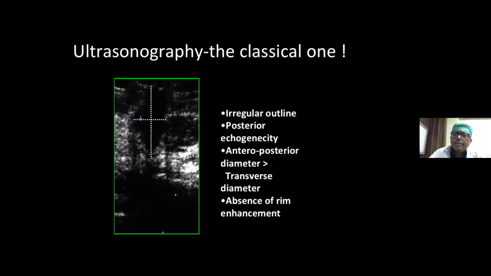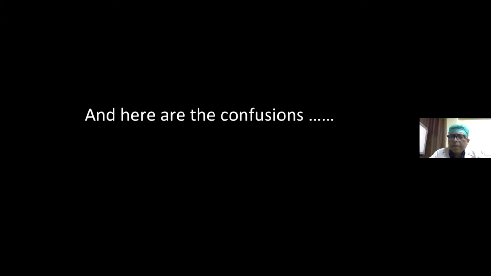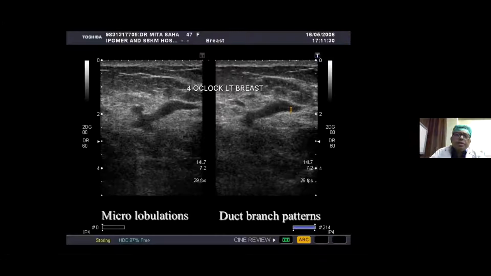Now again, this is a classical picture. No doubt this is a starry lesion. A starry lesion is a malignant lesion. But what are the areas of confusion? Now look at this. This is a lesion which has got microlobulations here. Now once you have these microlobulations, again you are in doubt. Do I call it a star, or do I call it a clear-cut potato?